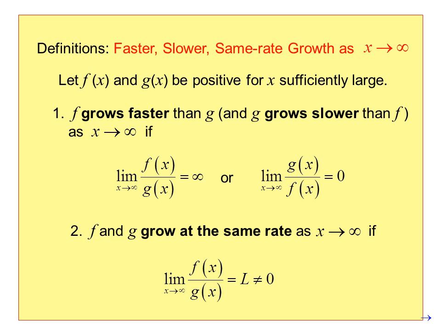2. f and g grow at the same rate as x approaches infinity if the limit as x goes to infinity of f of x over g of x equals L, not equal to 0. That is, equals a non-zero constant.